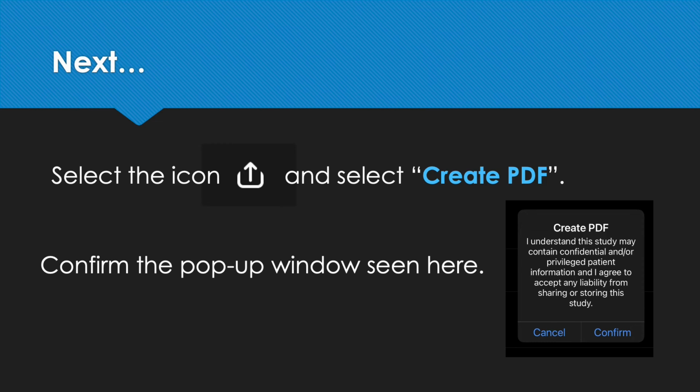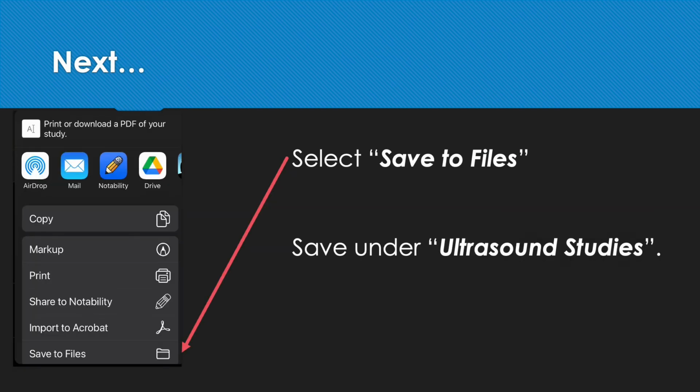You're going to select that send or share icon. You're going to select create PDF, and you're going to confirm that pop-up window seen here. Now from the iPad, for some reason, it doesn't let you save it under a certain file name. So it'll just say PDF document. So after you've confirmed that, you're going to select Save to Files.